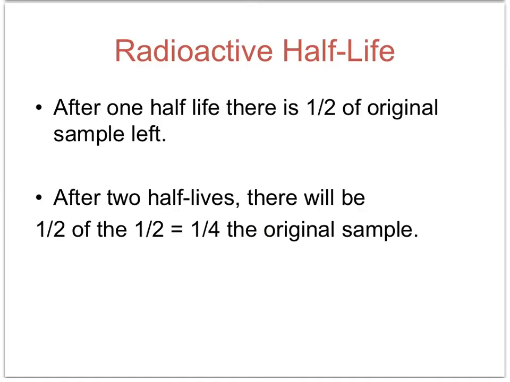So if we started with a sample size of 1 gram and we went through one half-life, the amount of material that would remain would be half of the original sample, which would be 0.5 grams. After 2 half-lives, there would be half of the half, or a quarter of the sample. And so you would see now that there is 0.25 grams.